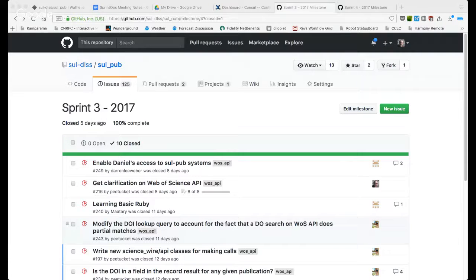Okay, this is a demo for the SUL-PUB team. We're doing demos sort of 2 sprints at a time, so the sprints are only 1 week long. So this is really covering sprints 3 and 4.